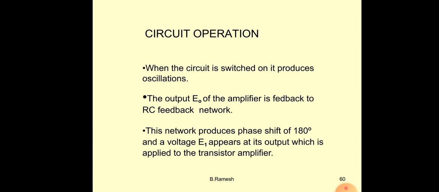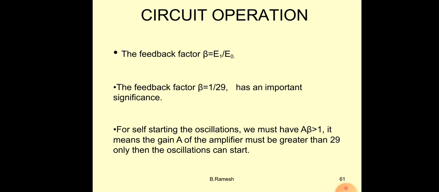Circuit operation. When the circuit is switched on, it produces the oscillations. The output E0 of the amplifier is fed back to the RC feedback network. This network produces the phase shift of 180 degrees, and the voltage E1 appears at its output, which is applied to the transistor amplifier. The feedback factor beta is equal to E1 by E0.